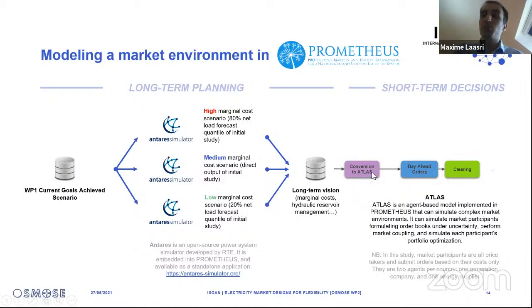So on the short-term part, we are going to use an ATLAS model, which is why we call it Prometheus ATLAS. It's basically the core of what we use for the simulations. ATLAS is the agent-based model that's responsible for simulating this market sequence, with one event unfolding after another, with the information flowing and getting more precise with time. All of it is simulated in the ATLAS tool.